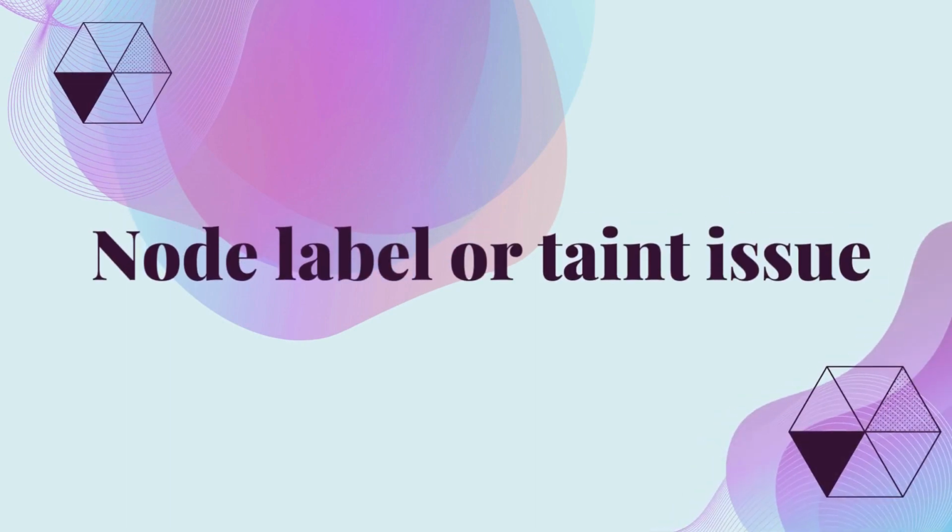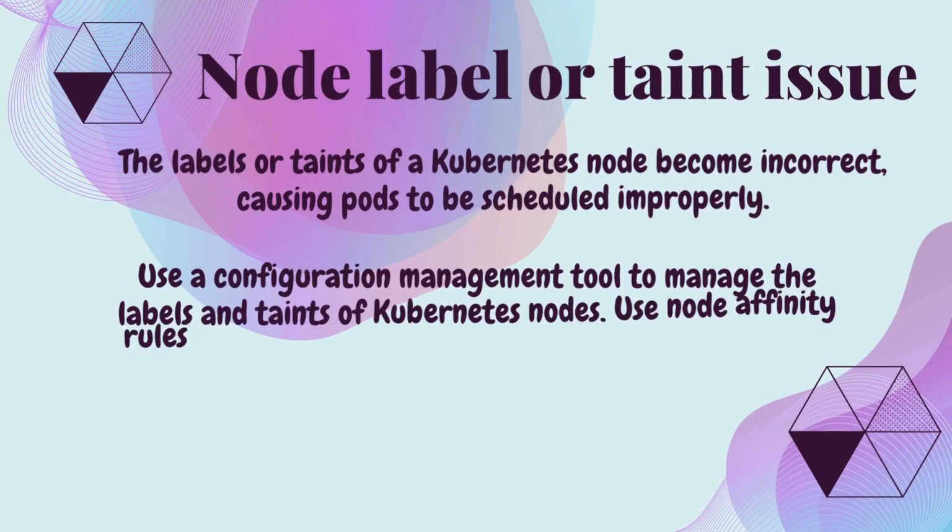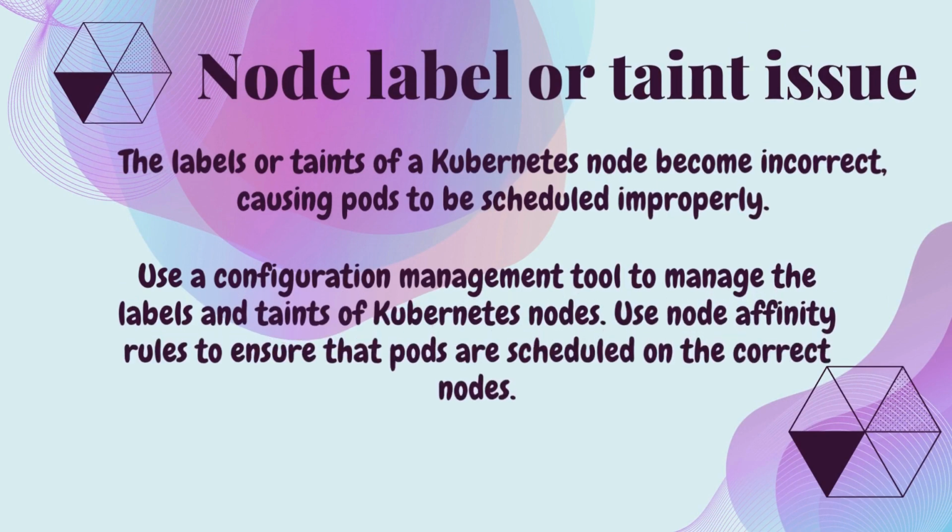Okay, node label and taint issues. Node labels define the nodes. Basically, this pod has to go on server one and server two, and that pod has to go on server three and server four. You can define the labels depending upon the functionality of your applications. Taint is a similar thing.